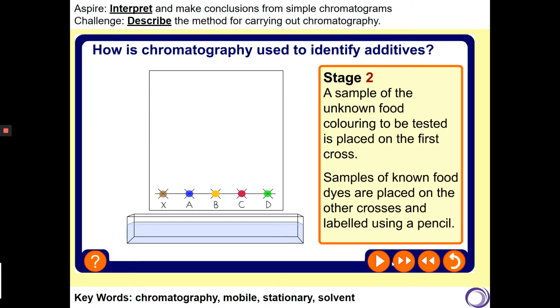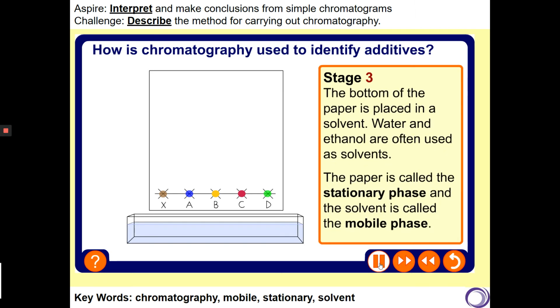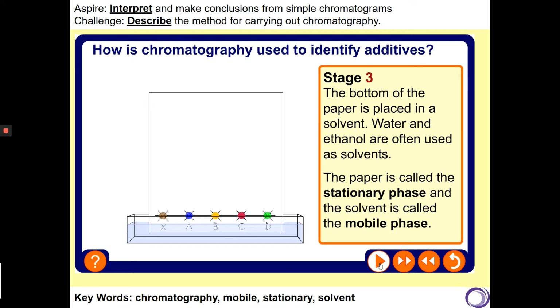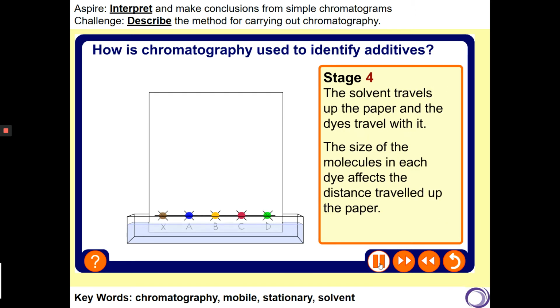Right, next we put the paper into the solvent, making sure that the solvent is below the pencil line. We don't want to just wash off the dots that we've just put on. Now the solvent will travel up the paper. This is called the mobile phase because it's moving.